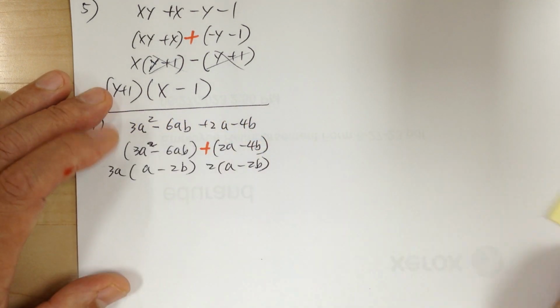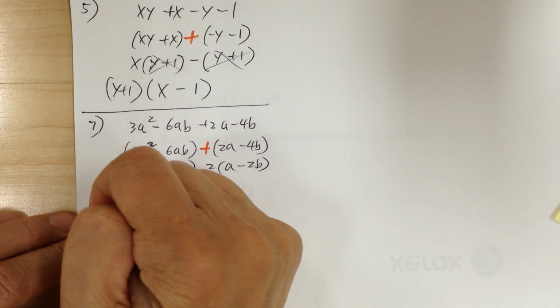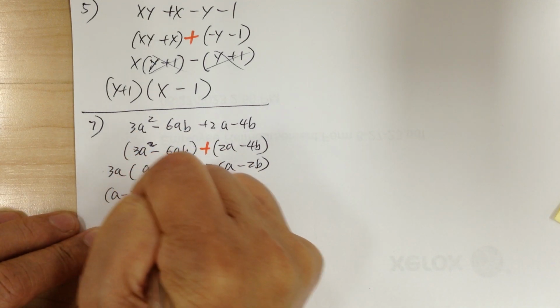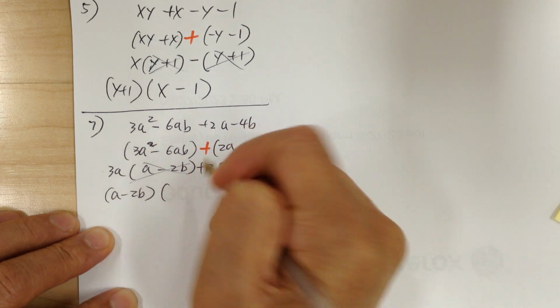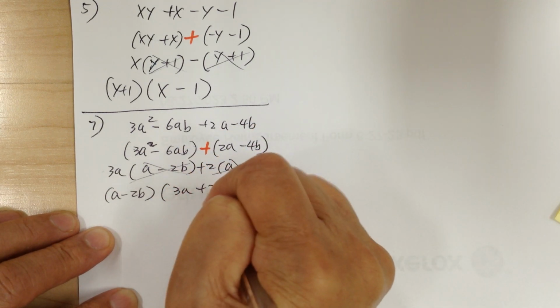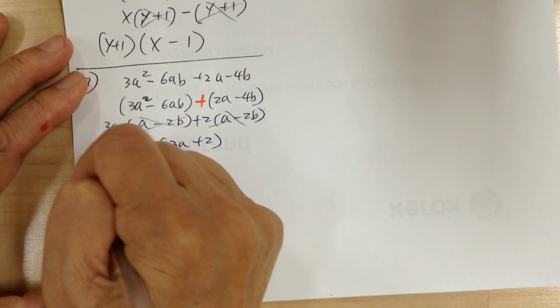Now you've got a minus 2b, a minus 2b. You can factor out the a minus 2b, so when you factor this out, it cancels out. The leftover would be, this is plus, so it would be 3a plus 2.